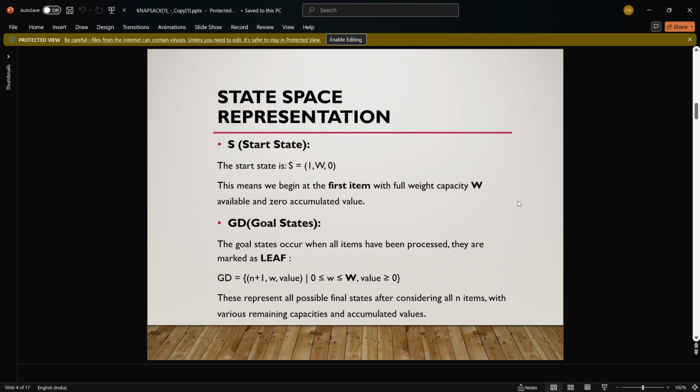Start state. We start at i equal to 1 at maximum weight W and not taking any items, that being 0. And our goal state is to find the state at which the weight does not exceed maximum weight W, but the value we get is the maximum.